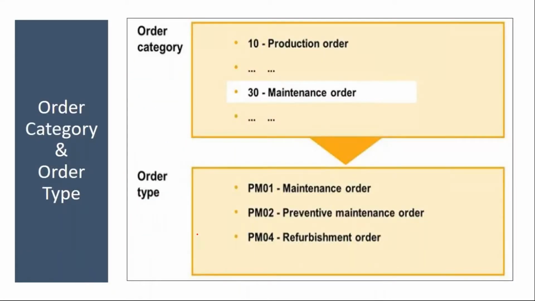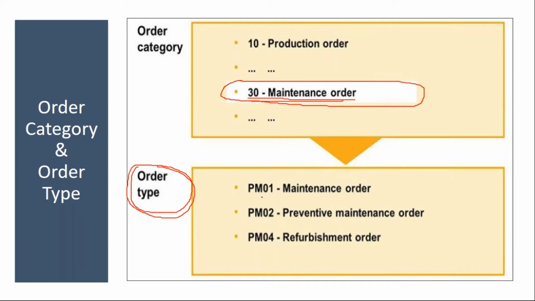Normally, if you recollect, whenever we create a maintenance order, those orders belong to the category 30. This is standard SAP. This we cannot change. Now coming to the order type, it will tell you what type of order it is, whether it is a regular maintenance order, breakdown maintenance order, preventive maintenance order, or refurbishment order. Standard SAP provides some order types, but if you want to create a new order type, you can create it as per the requirement.